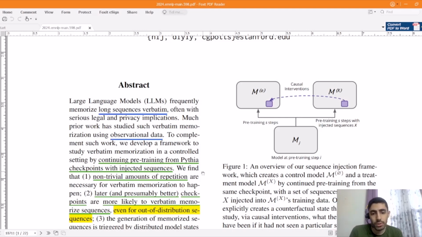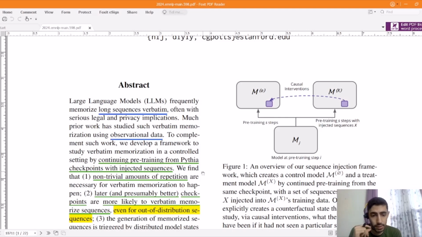Their first finding through this paper is that a non-trivial amount of repetition is necessary for verbatim memorization to happen. It means if you have two or three repetitions of a word, it would not be memorized word by word.